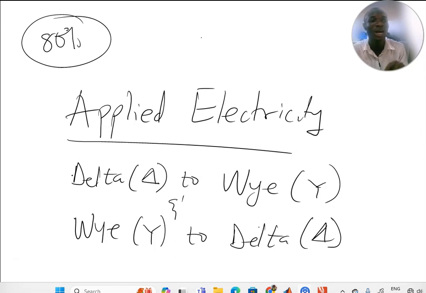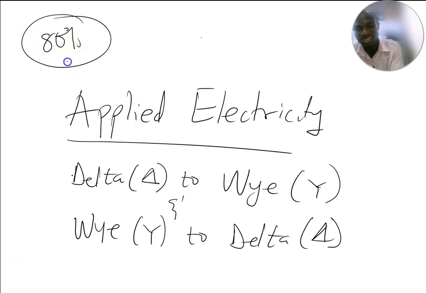And to those who are really following me well, I'm not expecting you to get less than what? 80%. The 80% here is for you. I'm not expecting you to get less than 80% in applied electricity. If you really follow me very well and you understand the concept very well, you are not going to struggle analyzing a circuit. So try as much as possible to follow me and get the concept.